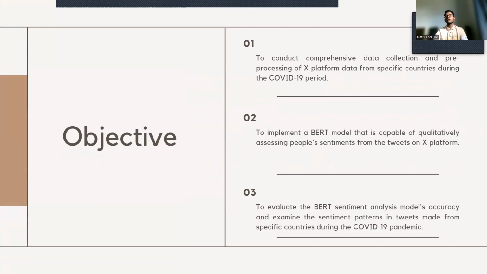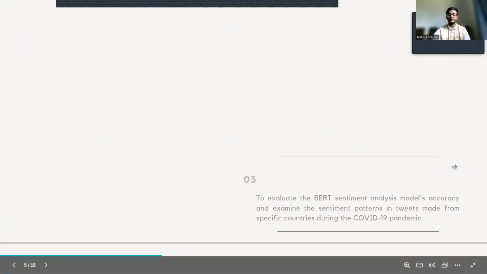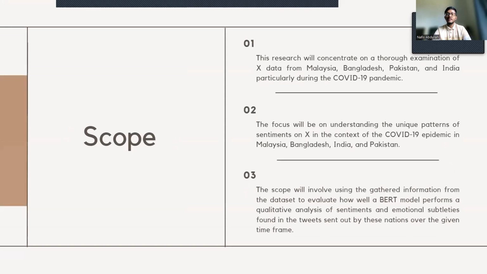At first, we have to conduct comprehensive data collection and pre-processing of X platform data from specific countries during the COVID-19 period. Then to implement a BART model that is capable of qualitatively assessing people's sentiment from the tweets on X platform. And then to evaluate the BART sentiment analysis model's accuracy and examine the sentiment patterns in tweets made from specific countries during the COVID-19 pandemic. So these are the scope.